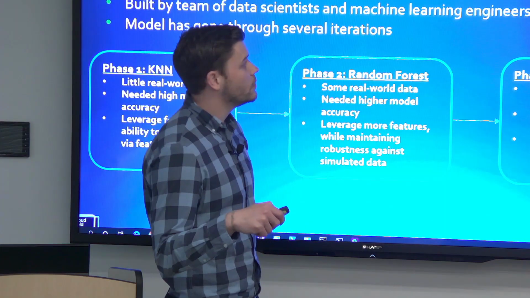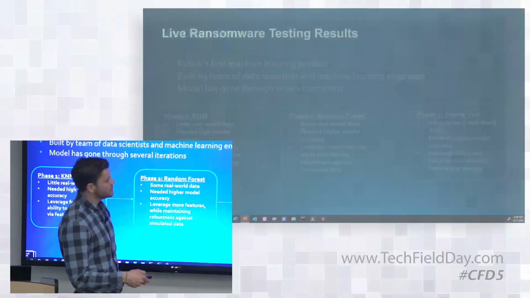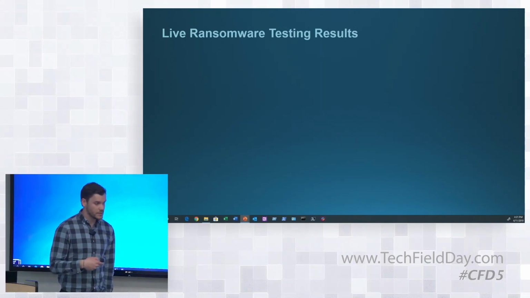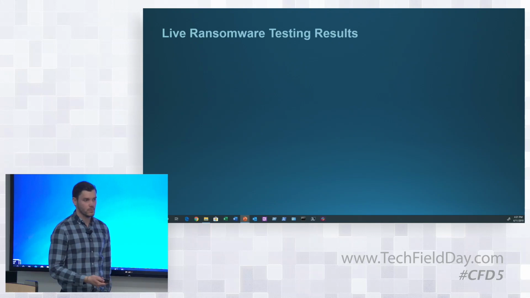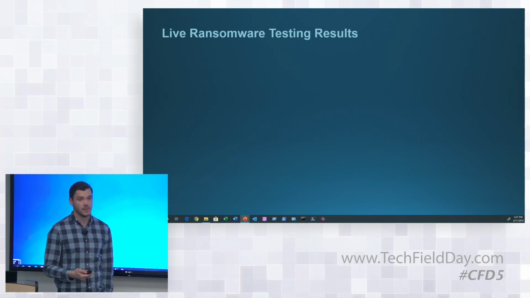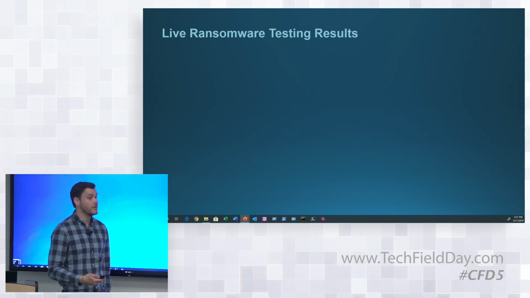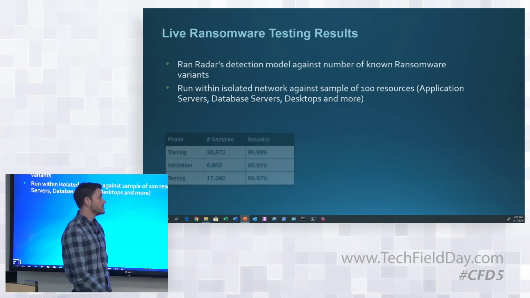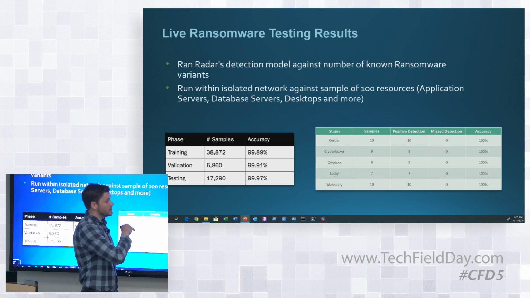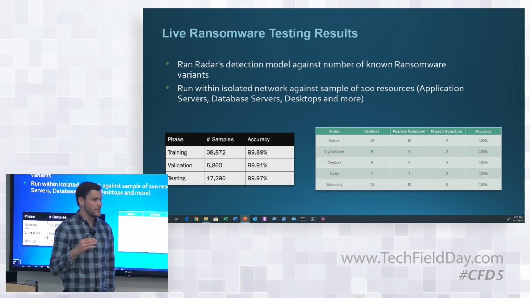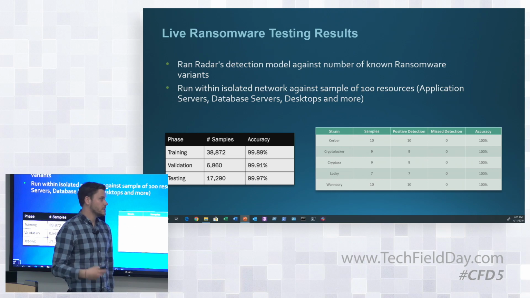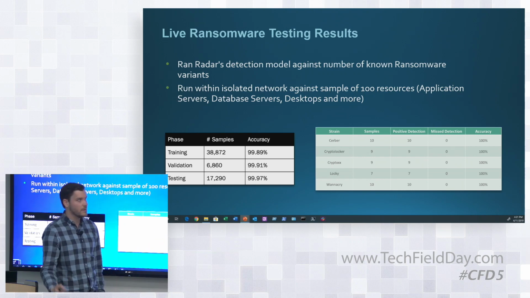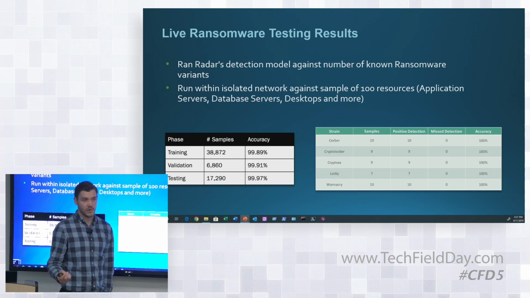Awesome. So, last thing here. We recently wanted to run Radar's detection model through the meat grinder and see how it fared against some known ransomware samples. And so we ran an experiment where we basically ran Radar's detection model against some of the most well-known ransomwares. You can see Cerber, CryptoLocker, Locky, WannaCry, really the big-name ones, just to see how it performed, right?